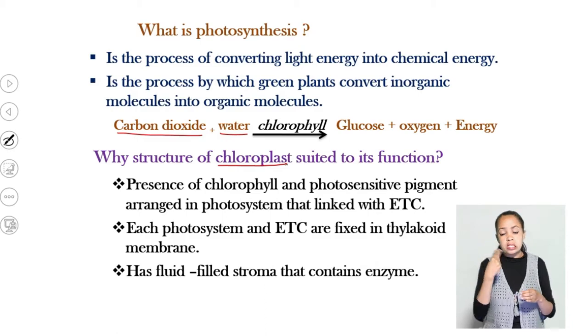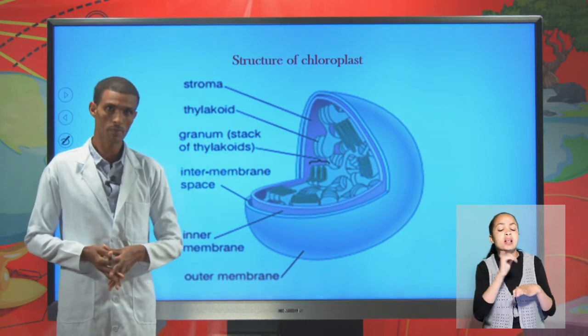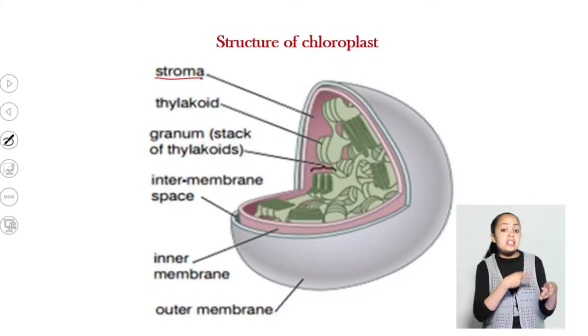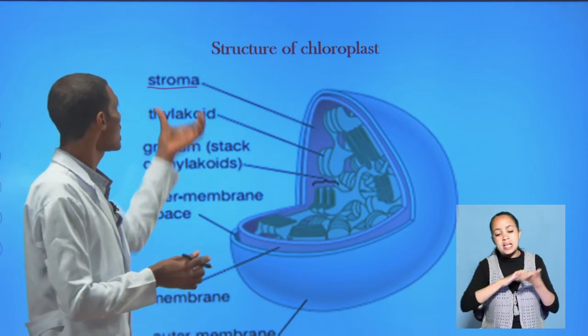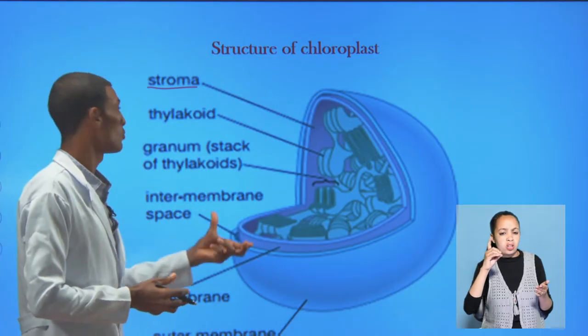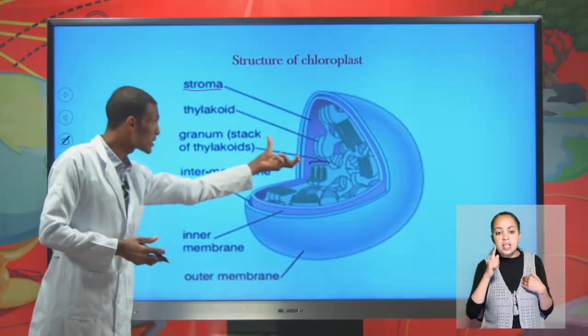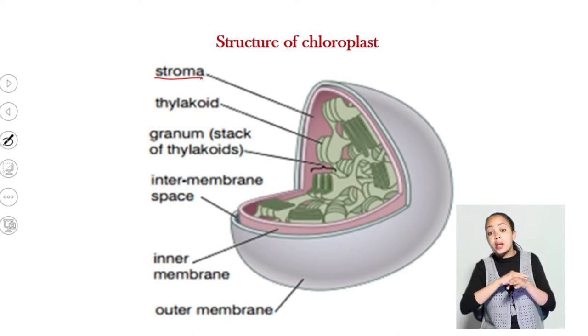Well then, the structure of chloroplast. Chloroplast looks like this. It is the site of photosynthesis, where the dark reaction takes place in the fluid stroma, where so many enzymes can be located. The light-independent reaction and the synthesis of glucose take place in the stroma of chloroplast. Else, there is the thylakoid membrane. There is the granum, which is a stack of thylakoid membranes, found here too. There is the intermembrane space, the inner membrane and the outer membrane found here.